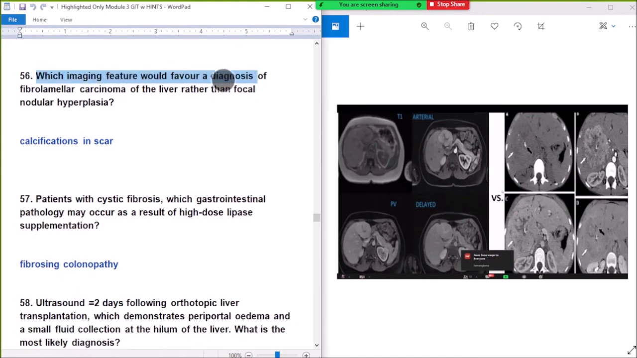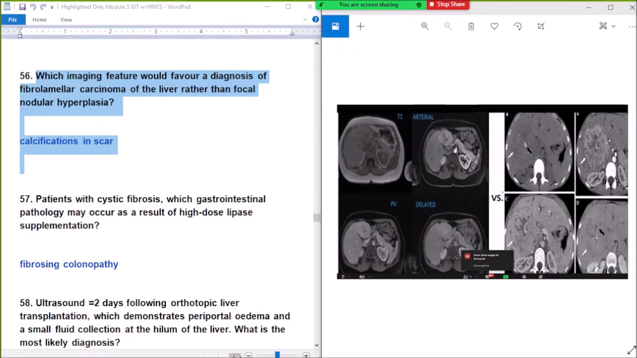Question number 56. Which imaging feature would favor diagnosis of fibrolamellar carcinoma of the liver rather than focal nodular hyperplasia? Calcification in the scar. Focal nodular hyperplasia versus fibrolamellar carcinoma.